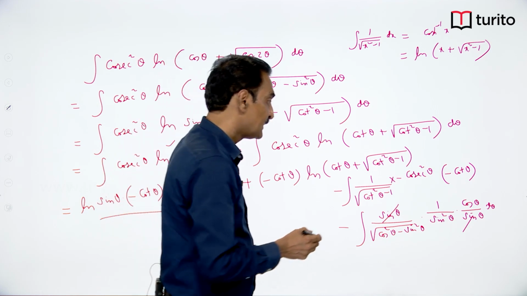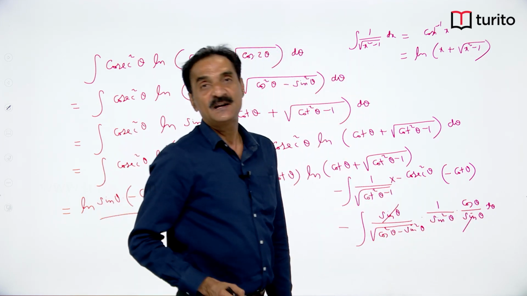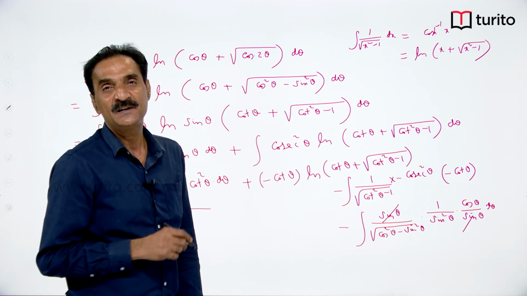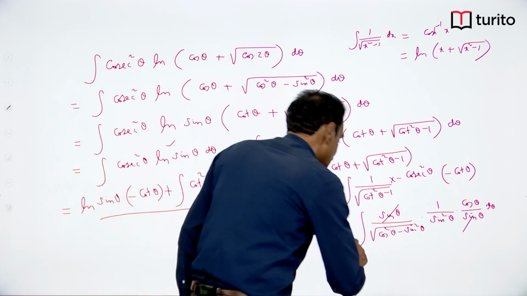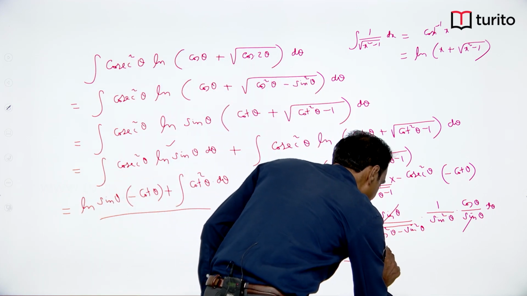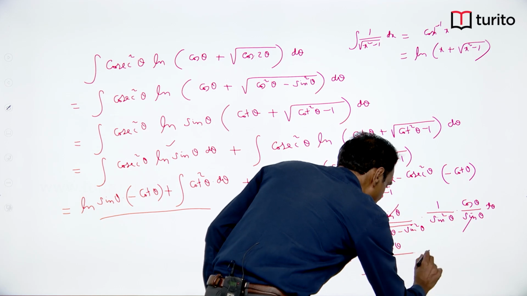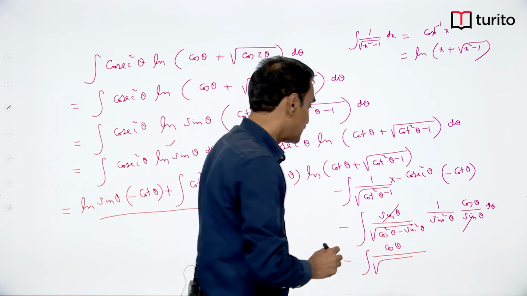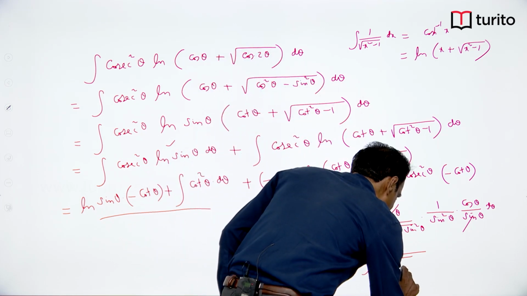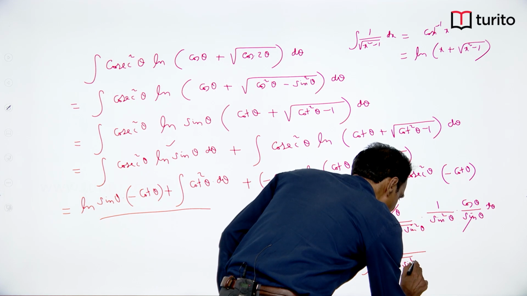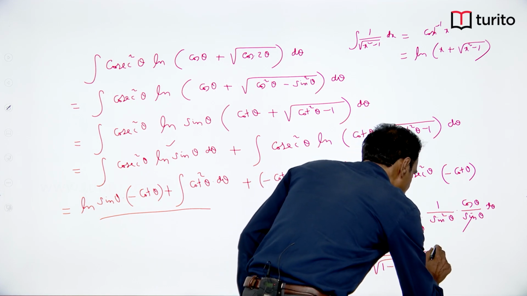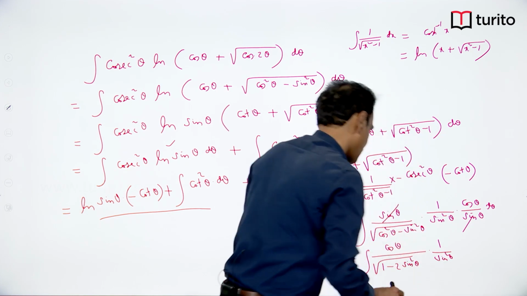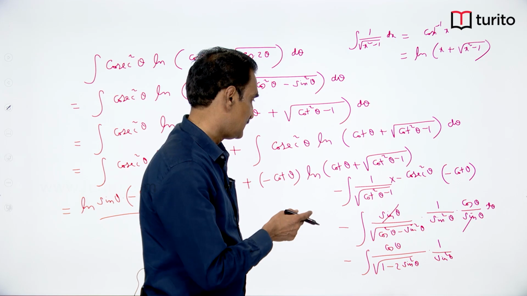And then this cos theta is the derivative of sin theta. So write the denominator completely in terms of sin theta. It will be minus of cos theta by, you can write cos square theta as 1 minus sin square theta now. So 1 minus 2 sin square theta into 1 by sin square theta.